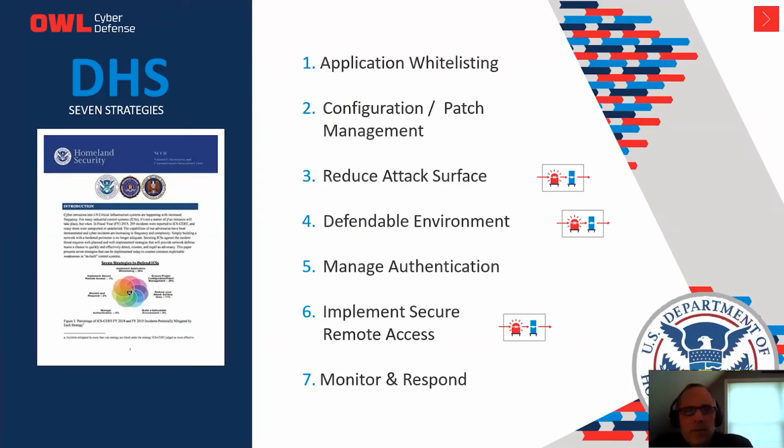Okay, so the Department of Homeland Security actually has 7 strategies for defending industrial control systems. Those include application whitelisting, configuration and patch management, reducing your attack surface, defending your environment, managing authentication, implementing secure remote access, monitoring, and response. The 3 that I'm going to focus on are numbers 3, 4, and 6. Those are the ones where they explicitly mention data diodes and how you can use one-way flow of data to implement those strategies.